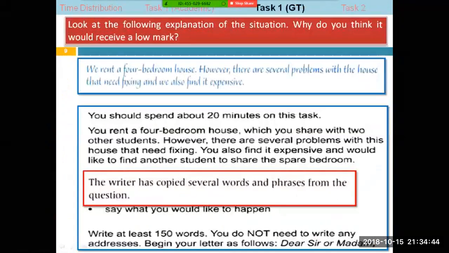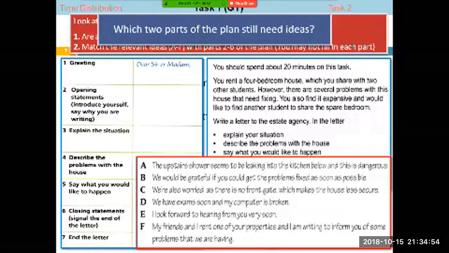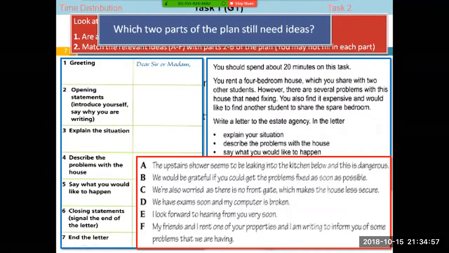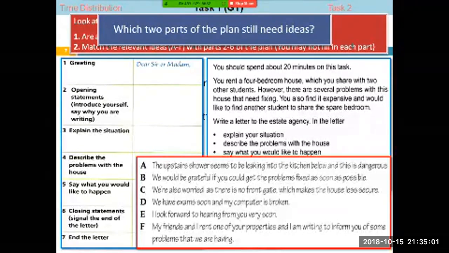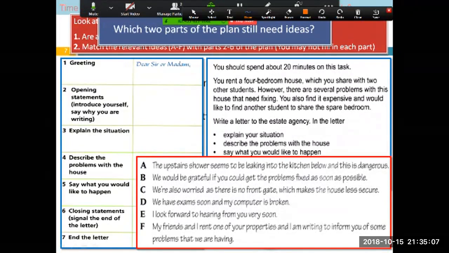No, that is not it, although the point is right that there's something missing in number five. But if you see here, there was a sentence, "We would be grateful if you could get the problems fixed as soon as possible." It is there. But still, there's some point missing in this number five.